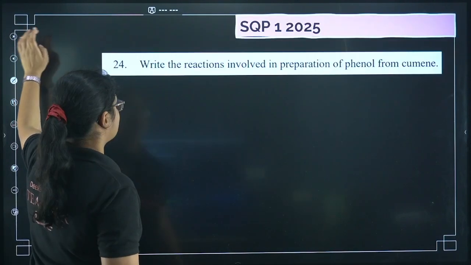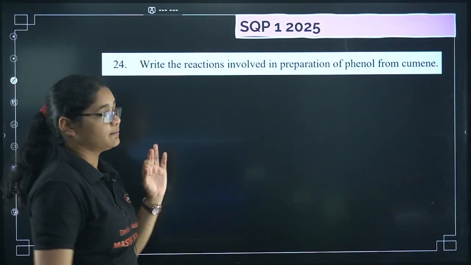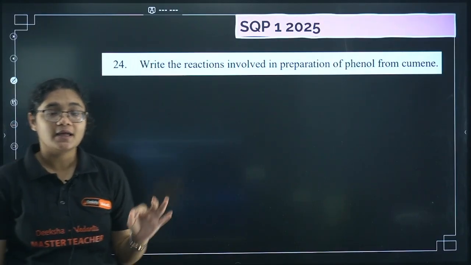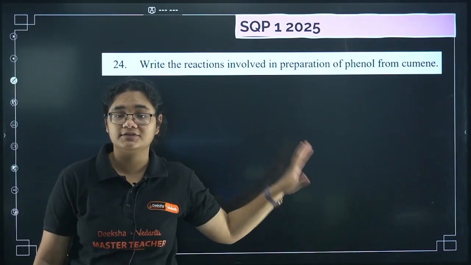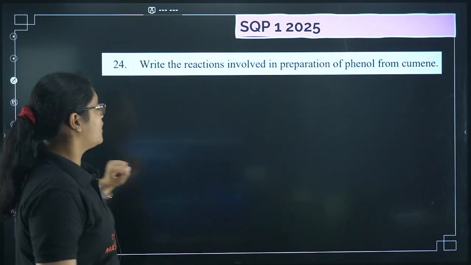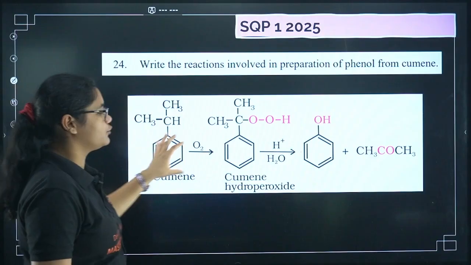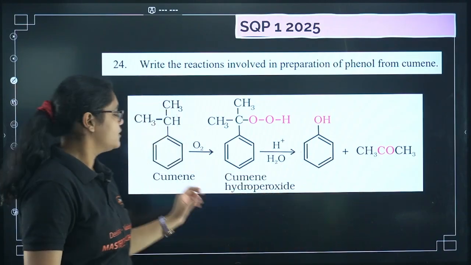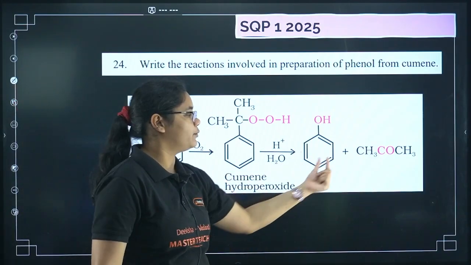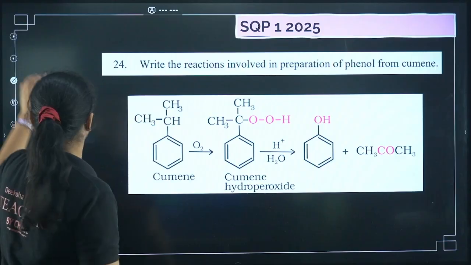Moving to the next chapter, alcohols, phenols and ethers. This is a very big chapter. Be very selective here and study these questions definitely. What are the reactions involved in the preparation of phenol from cumene? Cumene to phenol is a very important reaction. First you will get cumene hydroperoxide, then with acid, phenol and CH3COCH3.